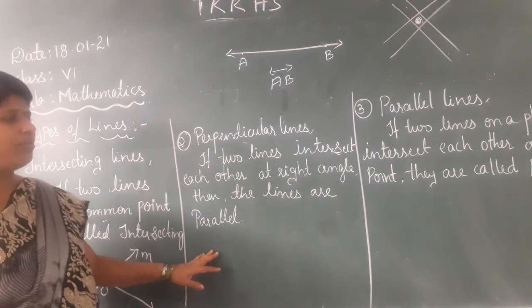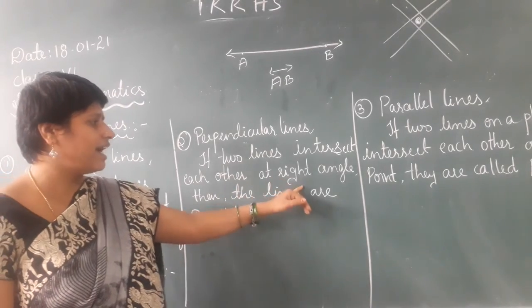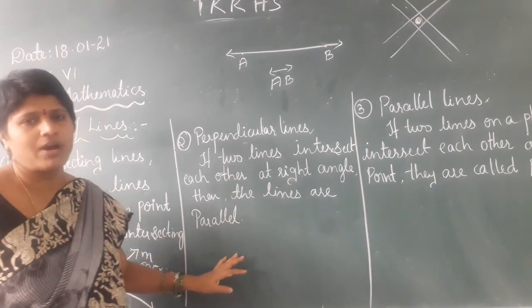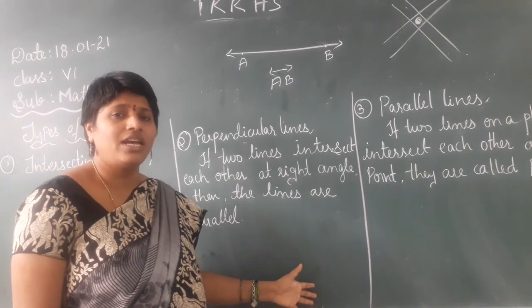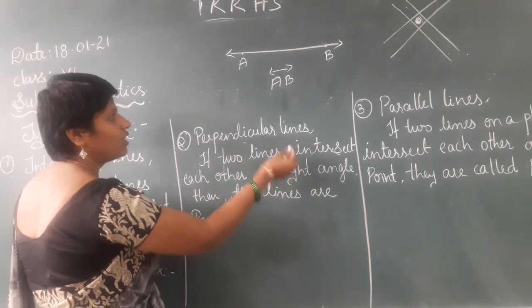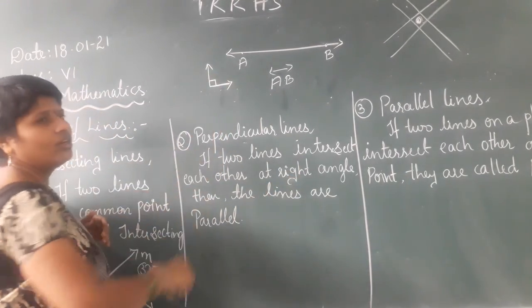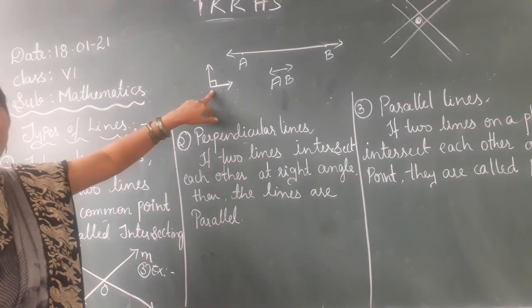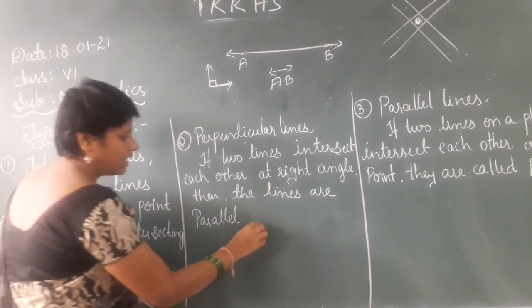Coming to perpendicular lines, if two lines intersect each other at a right angle, then the lines are perpendicular. Here also the lines will intersect, but how? It forms a perpendicular. Perpendicular means a right angle. You know the right angle, this is your right angle. So the two lines will form a right angle. Such types of lines we call perpendicular lines.